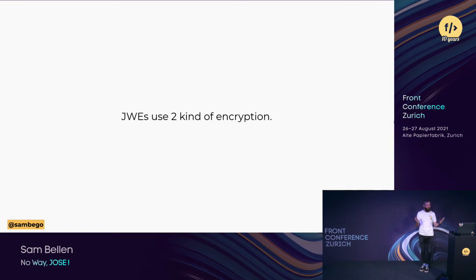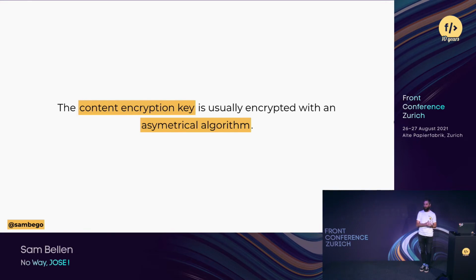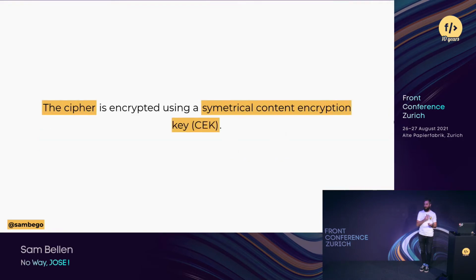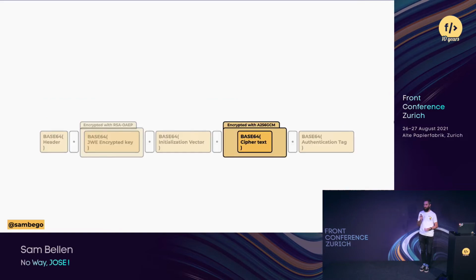But JSON Web Encryption, JWEs, use two kinds of encryption. They use an asymmetrical and a symmetrical one, and we'll see why that is. You have a content encryption key, which is usually encrypted with an asymmetrical algorithm, which uses a private and a public key pair. That is the second part of that string. And we have the cipher, the actually encrypted part of this JWE, which is encrypted with a symmetrical content encryption key, because the input of the cipher can be quite big, so we use a symmetrical one for that. That is the fourth part of this string you usually see.